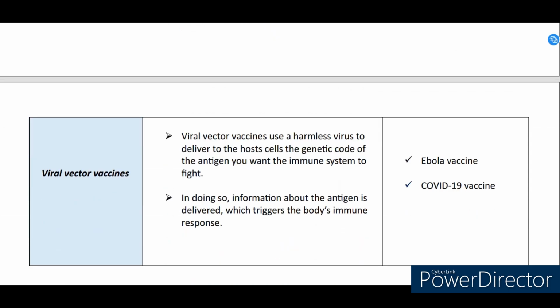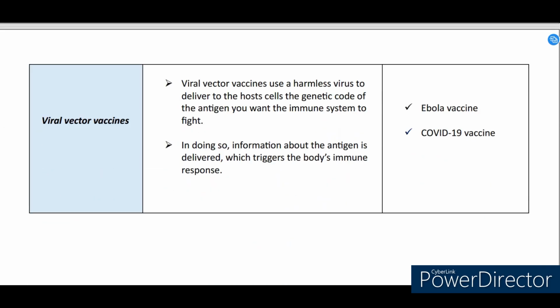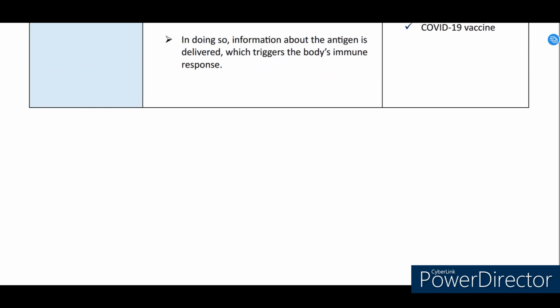Next is viral vector vaccines. Viral vector vaccines use a harmless virus to deliver to the host cells the genetic code of the antigen you want the immune system to fight. In doing so, information about the antigen is delivered, which triggers the body's immune response. Examples include Ebola vaccine and COVID-19 vaccine.